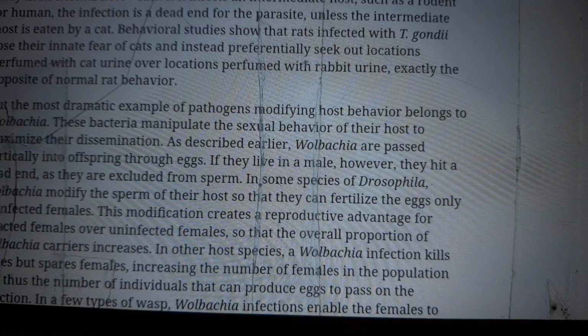Toxoplasma gondii, a eukaryotic parasite that forms lesions in the muscle and brain tissue, provides an equally remarkable example. It can complete the life cycle only in its normal host, cats. If it infects an intermediate host, such as a rodent or a human, the infection is a dead end for the parasite, unless the intermediate host is eaten by a cat. Behavioral studies show that rats infected with T. gondii lose their innate fear of cats and instead preferentially seek out locations perfumed with cat urine over locations perfumed with rabbit urine, exactly opposite of normal rat behavior.